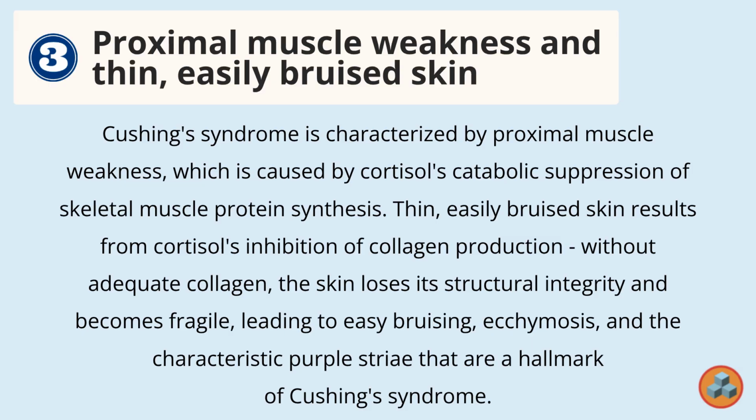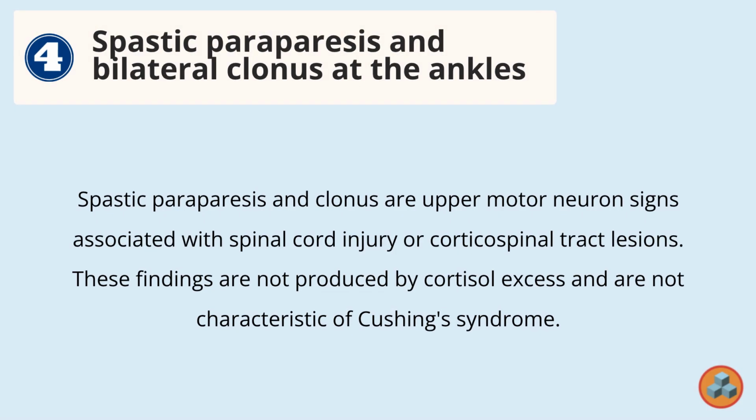Both findings described in this option are direct, mechanistically explained consequences of chronic cortisol excess. Two findings. One unified mechanism. Cortisol excess acting catabolically on both muscle and connective tissue. Option 4. Spastic paraparesis and bilateral clonus at the ankles.